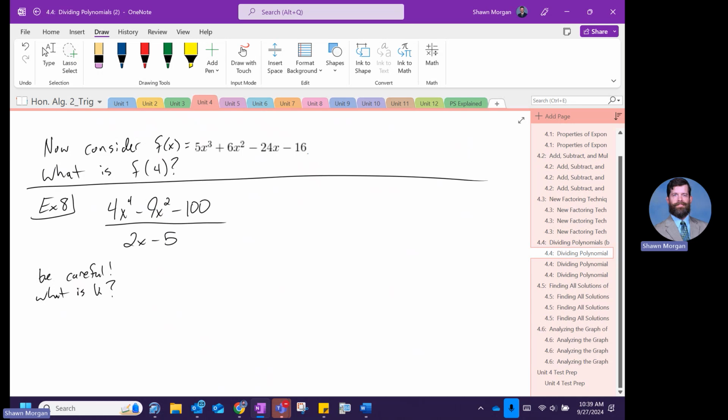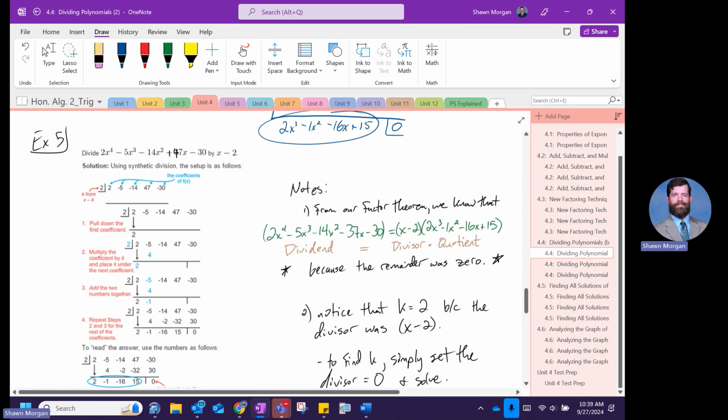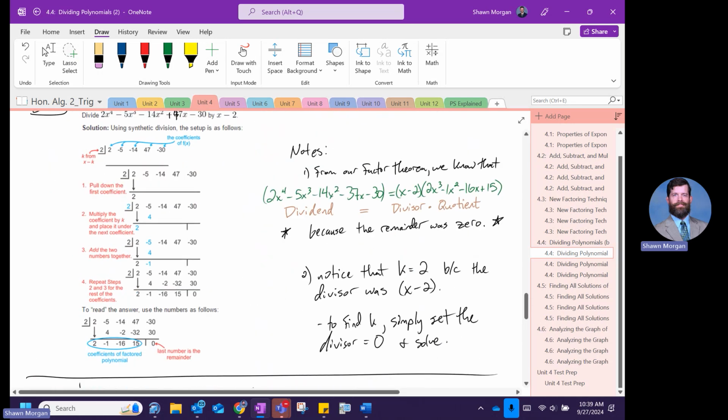This one we'll have to be careful of. But let me go back to this explanation. This process really is algorithmic. You just add it up, multiply, add it up, multiply, add it up, multiply. And then this gets you your quotient. This gets you your remainder.